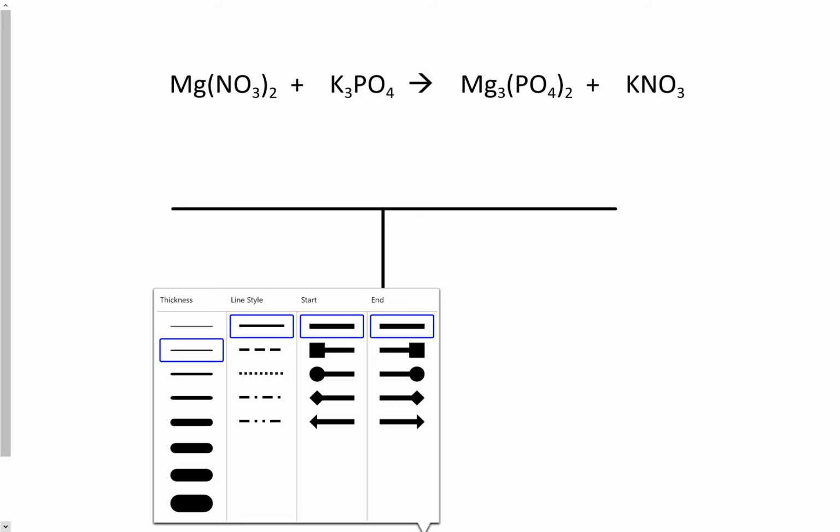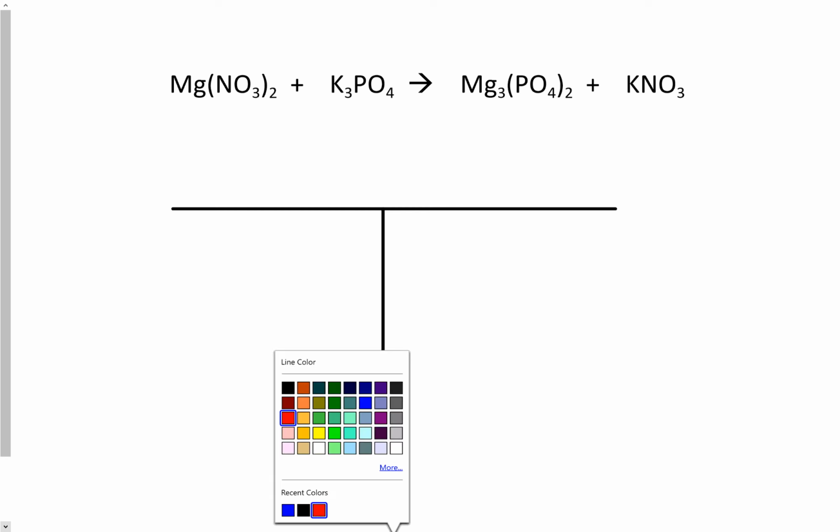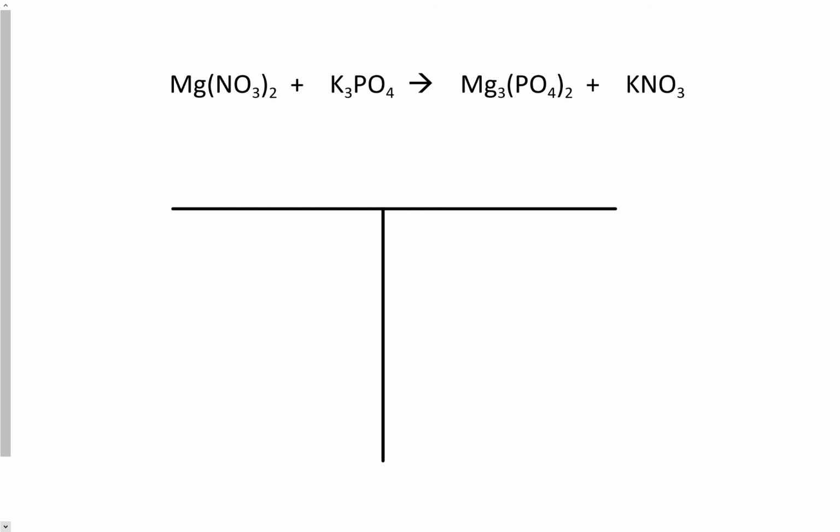So let's get going with these problems. I'm going to go to black for doing this. Let's start off and complete our T. So we've got Mg, we've got nitrogen, we've got oxygen, we've got potassium, or kalium in the Latin, if you're wondering why it's K. We've got P and then oxygen again, but we've already written it down, so no need to do it twice.